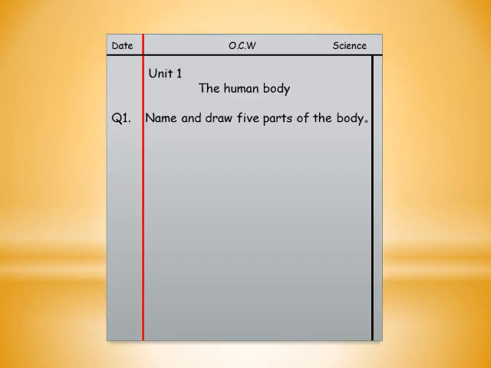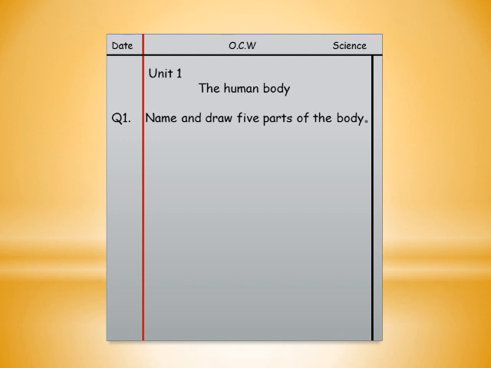You will do page number 2 and 3 in science workbook. Now let's come towards the written work. First of all, you have to draw a marginal line, then you will write date, OCW, which means online class work, and science on the top. Then you will mention the unit, that is the human body.